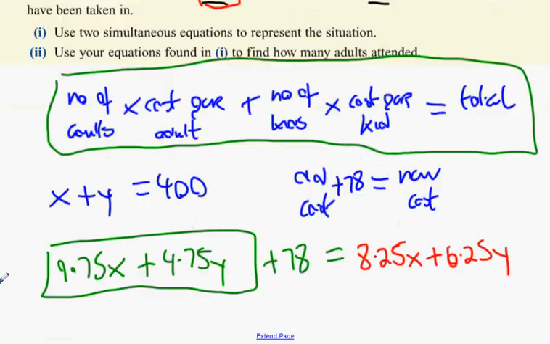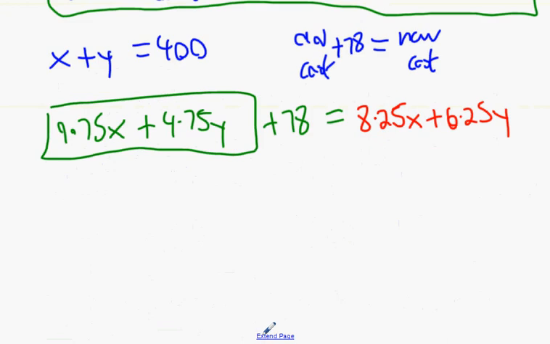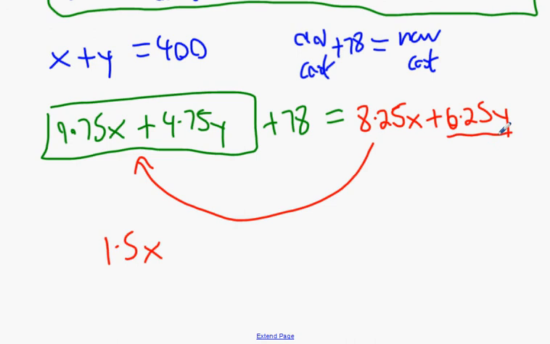6.25y. Now I have a balanced equation. Now here's what I need to do. Bring the 8.25 over to the other side and take it away from 9.75, and I get 1.5. Take my 6.25 and take it away from my y, which will get me minus 1.5y.